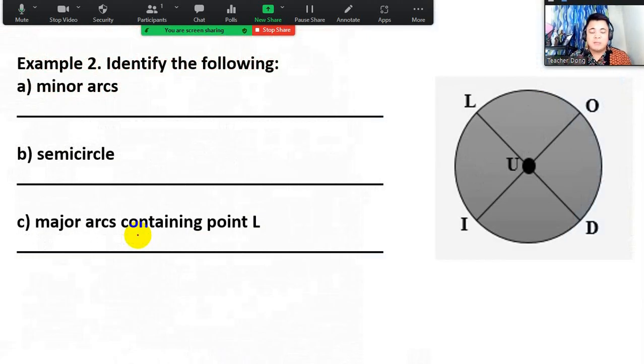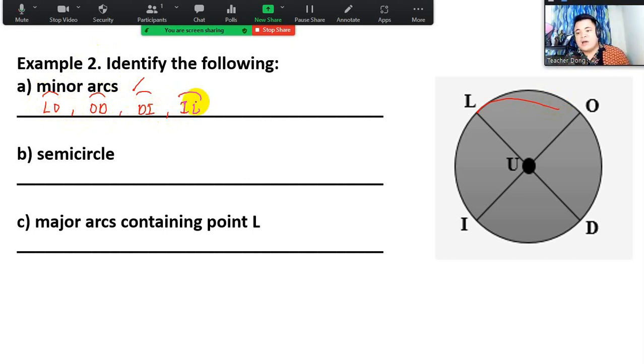Next, example 2. Identify the following minor arcs before we proceed in solving. Again, the qualifications of a minor arc: two letters for naming it, and the measurement must be less than 180 and more than 0. So first we have arc LO, arc OD, arc DI, and then we have arc IL. So these are the 4 minor arcs.